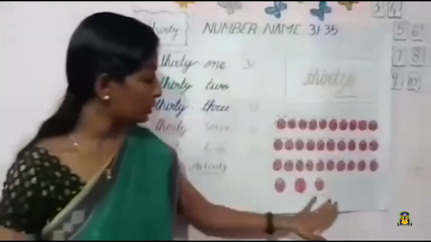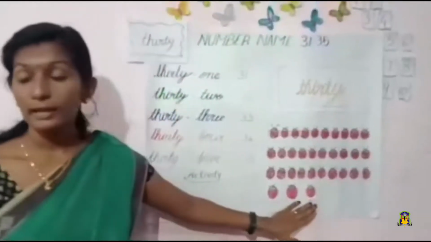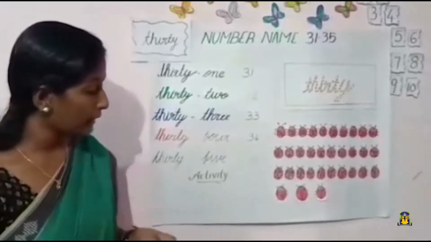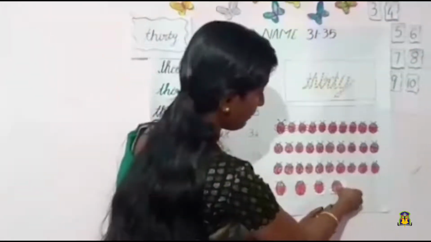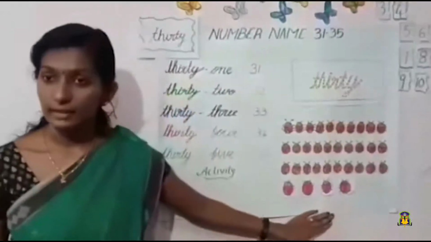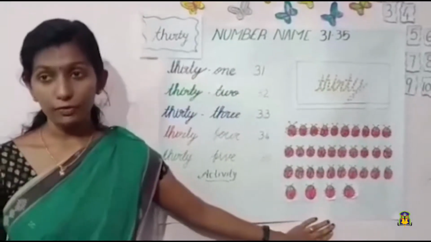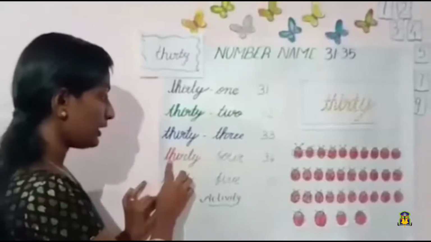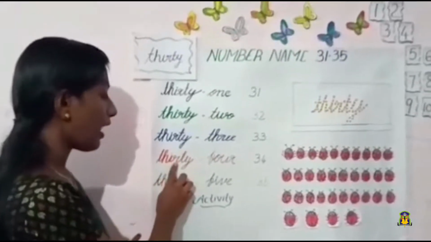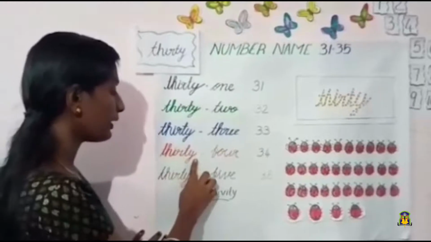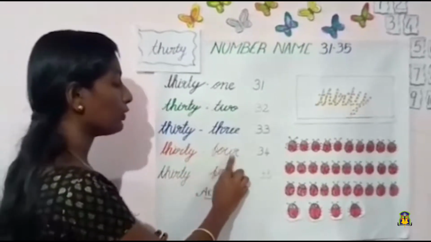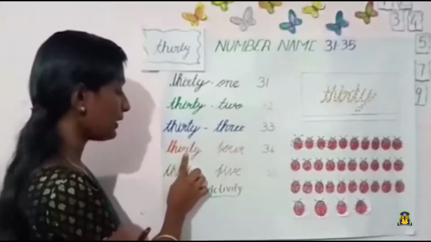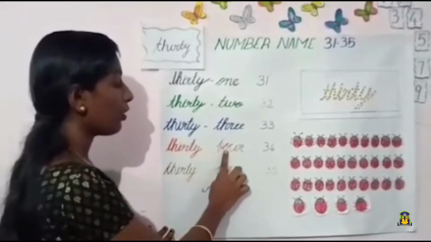33. Look here, children. Now we have how many ladybugs? 33 ladybugs. When we add one more ladybug, it becomes 34. 30 and 4, 34. Now we learn the spelling of 34. T-H-I-R-T-Y, 30, F-O-U-R, 4, 34. T-H-I-R-T-Y-F-O-U-R.